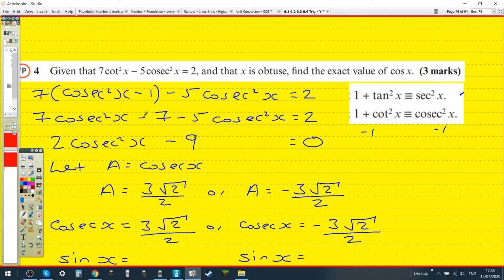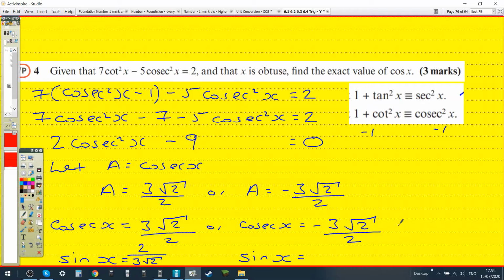Cot x was 5 over 4, so tan x was 4 over 5. Cosec x is 3 root 2 over 2, and so sine x will be 1 over 3 root 2 over 2. And you could put that in your calculator if you wanted. I won't bother. Just flip it upside down: 2 over 3 root 2. That's what reciprocal means. That's what 1 over means. Keep, change, flip.